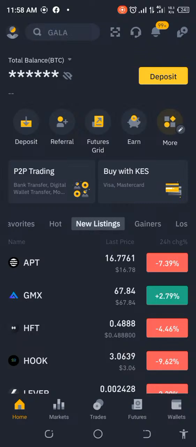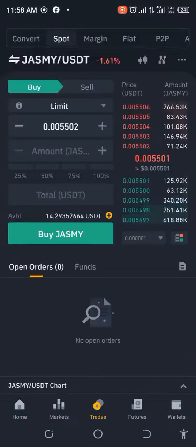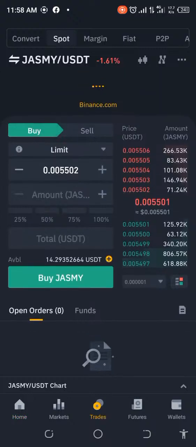So today, what are we doing? We're going to be continuing our triangular arbitrage. And today we're going to use another coin. Now we're going to be using this coin called Jasmine.